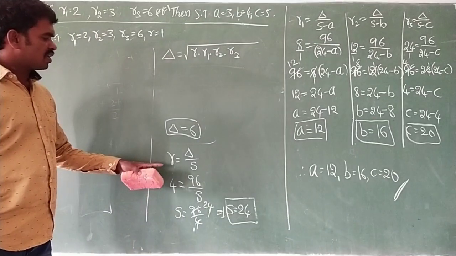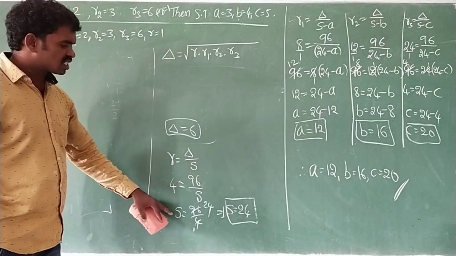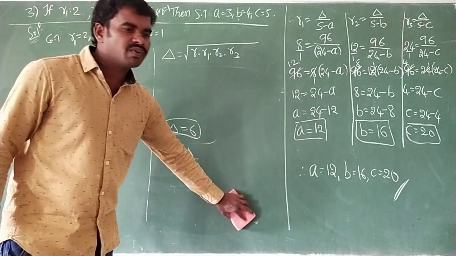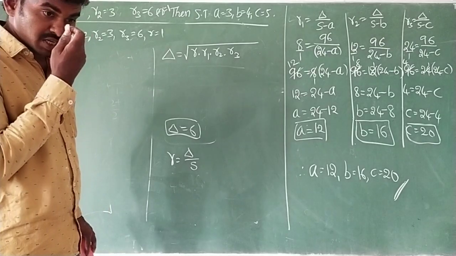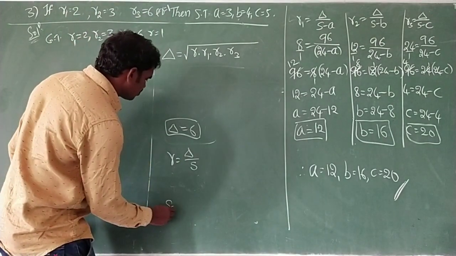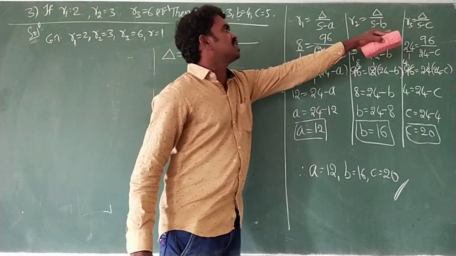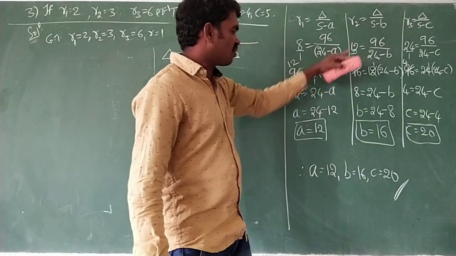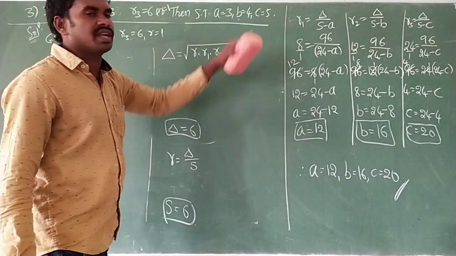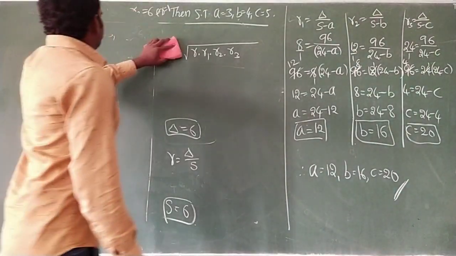Next, by using small r equals delta by s, you can find the small s value also. Do you want the answer? The small s value will be 6. You get s value is 6. Then take the 3 conditions, substitute in these 3 conditions and find out small a, small b, small c values. Definitely we will get 3, 4, 5. Is it clear? Now let us go to the fourth question.